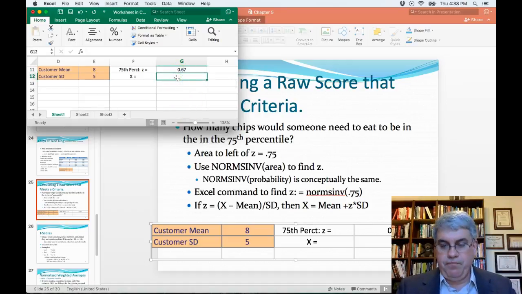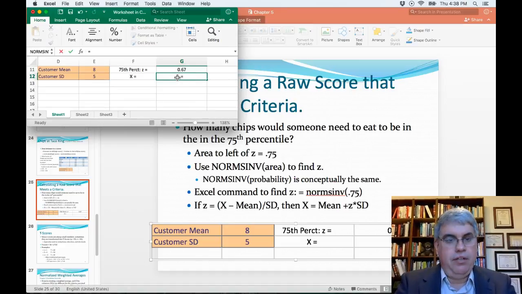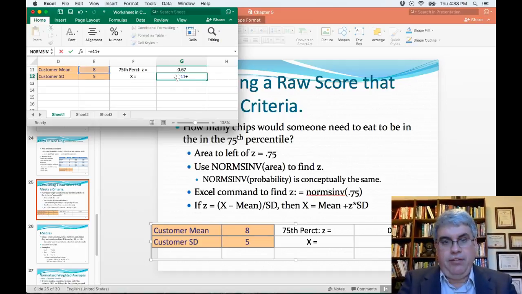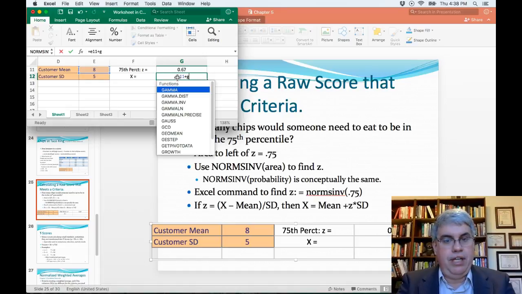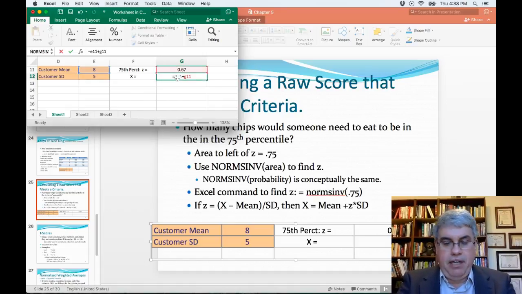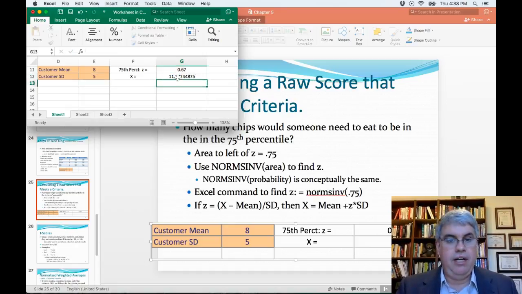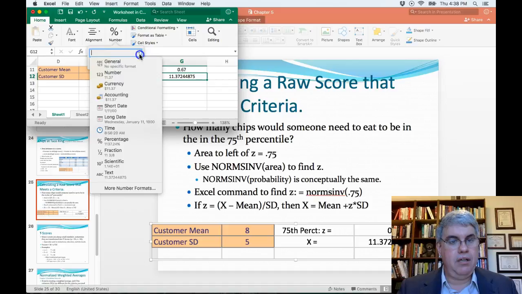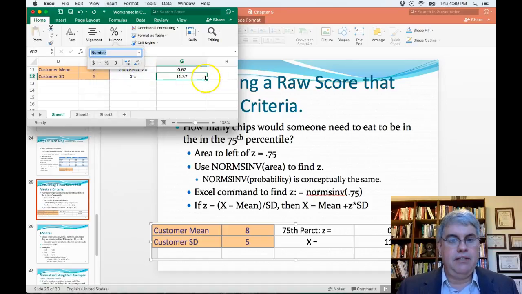So I click in here, and I use my formula: equals, now the mean is E11 plus the z-score is G11, and I'm going to multiply that with a star by the standard deviation, which is E12, and I press enter, and I get 11.37 chips. Let's round that off. So Home, Number format. So 11.37 chips would put me in the 75th percentile of chip eaters.